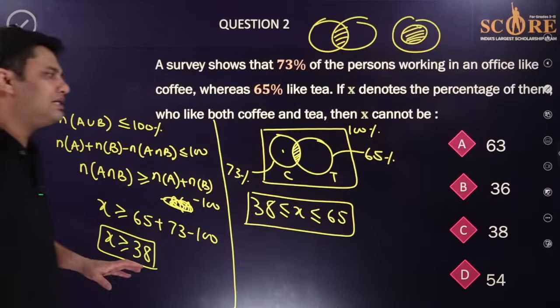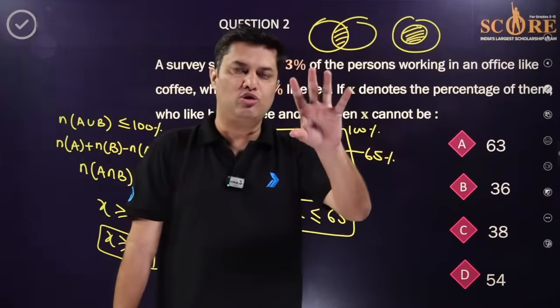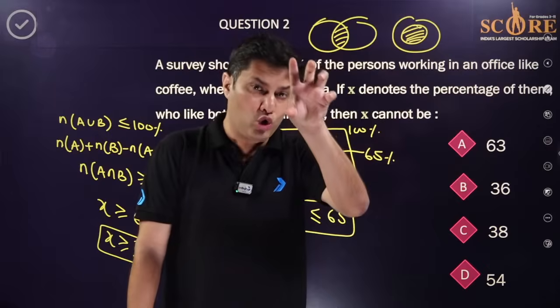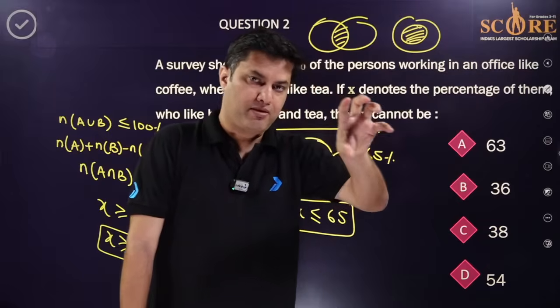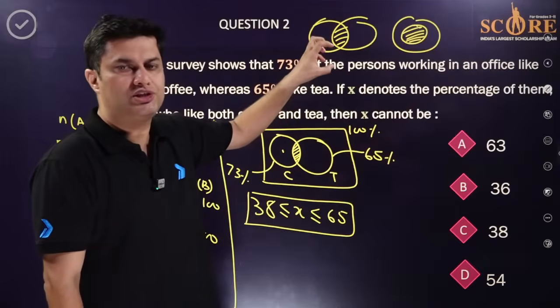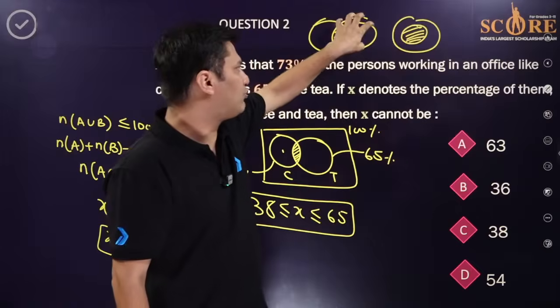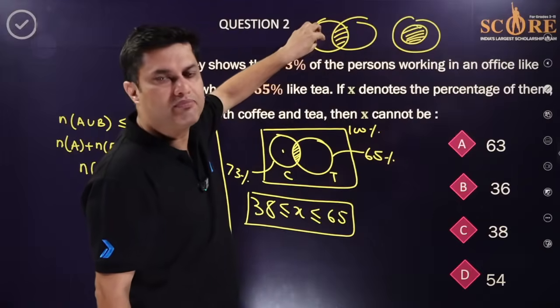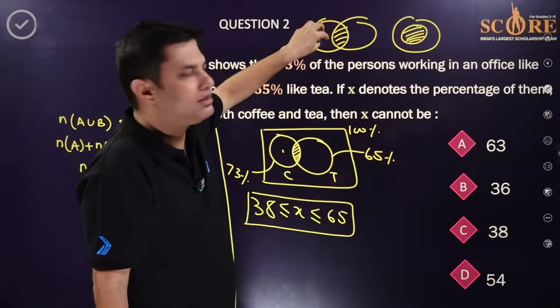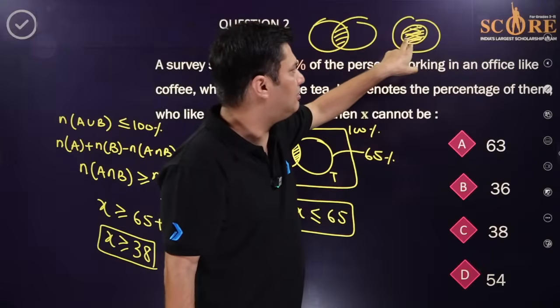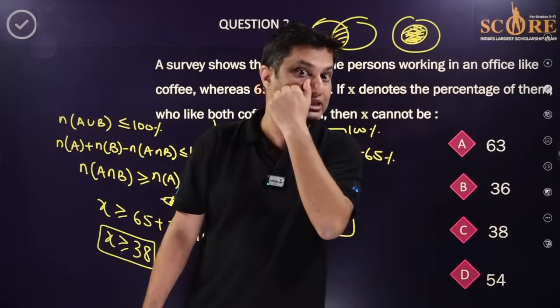So just try to understand, the maximum value of the intersection of two sets is always the smaller set, which can become a subset of the bigger set. When this full set goes inside another set, it becomes a complete subset. So that's the maximum intersection these two sets can have.